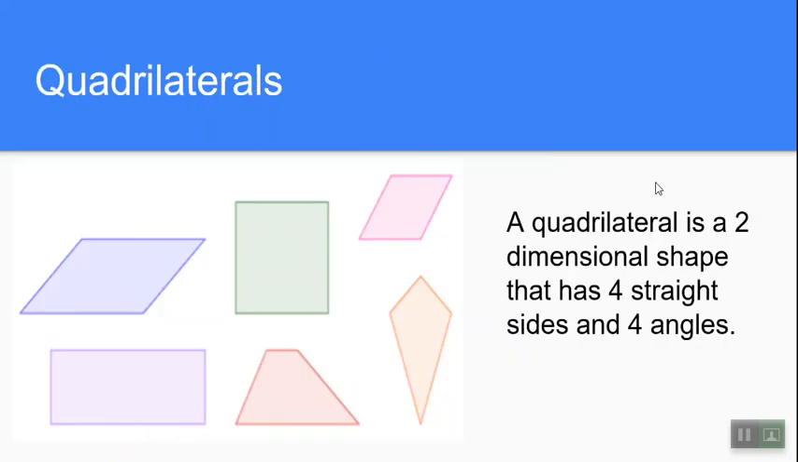So a quadrilateral is a 2-dimensional shape that has 4 straight lines and 4 angles, whereas in the last picture, in which one does not belong, the pentagon only had 5 sides, so that's why that shape did not belong. All right, now we're going to do another one, a same but different one.